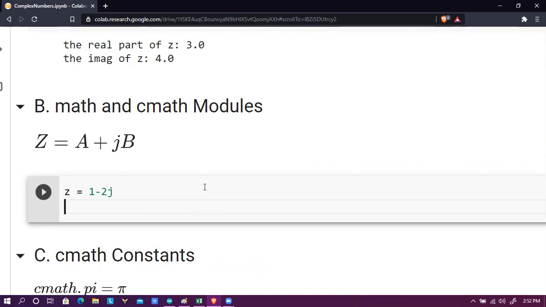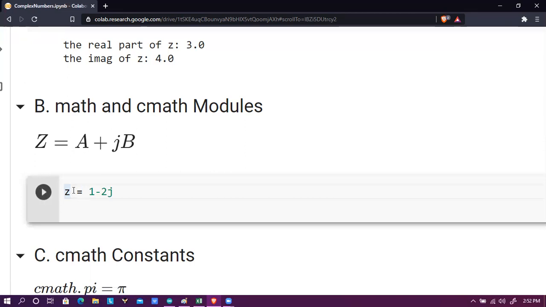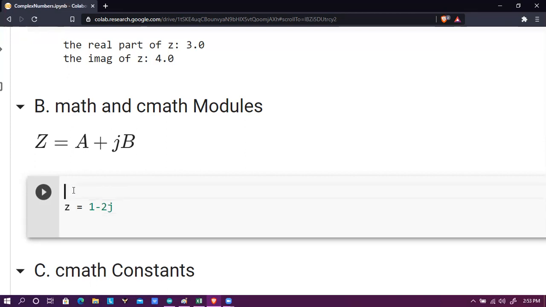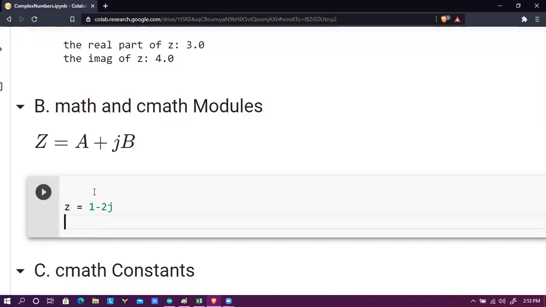Now, let's say I want to convert this rectangular form into polar form. What are we going to do? Take note, we will be using the cmath module here. The cmath module is the complex mathematics module for this topic. We also have math, but we will be using the cmath module.